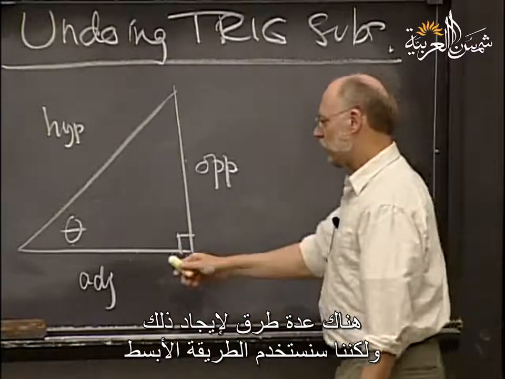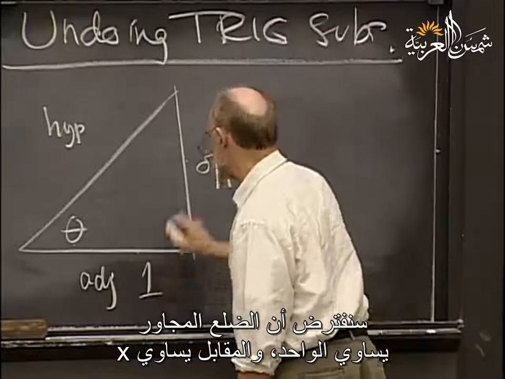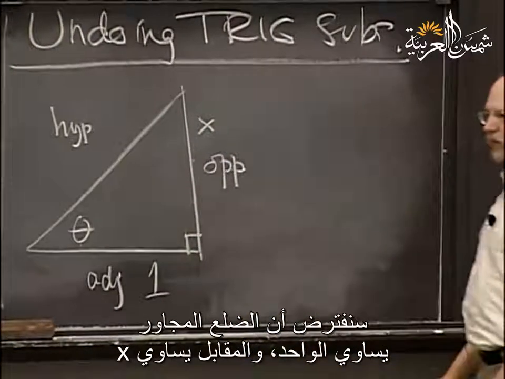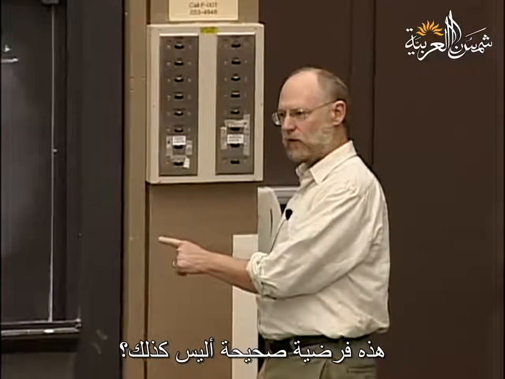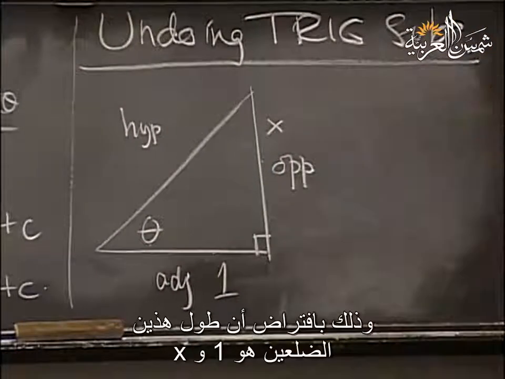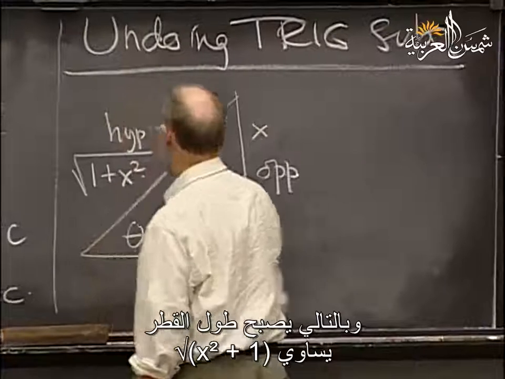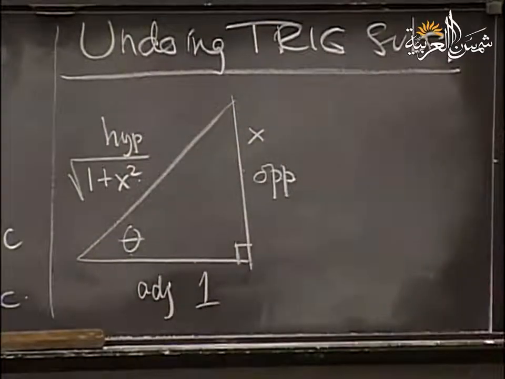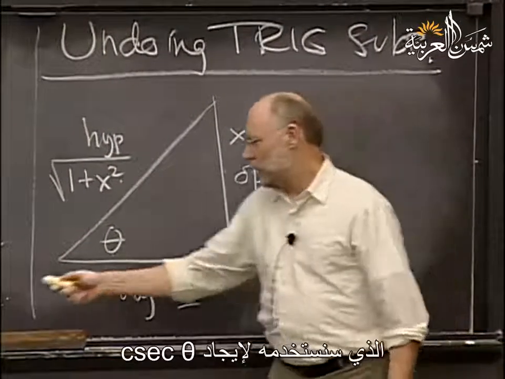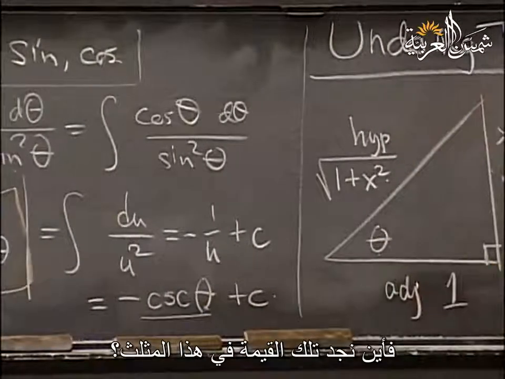There are different ways to do that, but why not just do it in the simplest way and suppose that the adjacent is 1 and the opposite is x? This is correct now, isn't it? I get the correct value for the tangent of theta by saying that the lengths of those are 1 and x. And that means that the hypotenuse has length the square root of 1 plus x squared. Well, here's a triangle. I'm interested in computing the cosecant of theta. Where does that appear in the triangle?